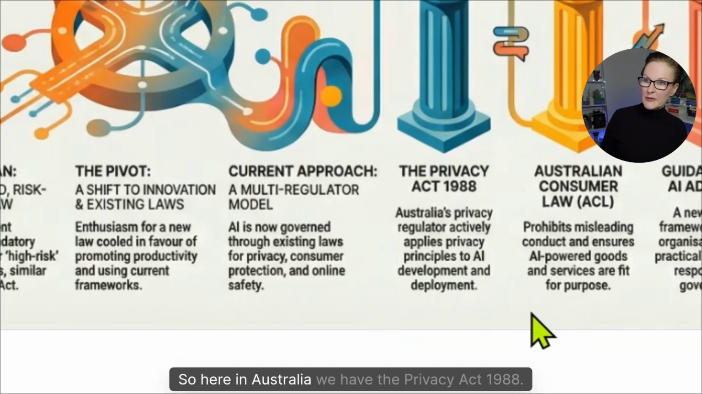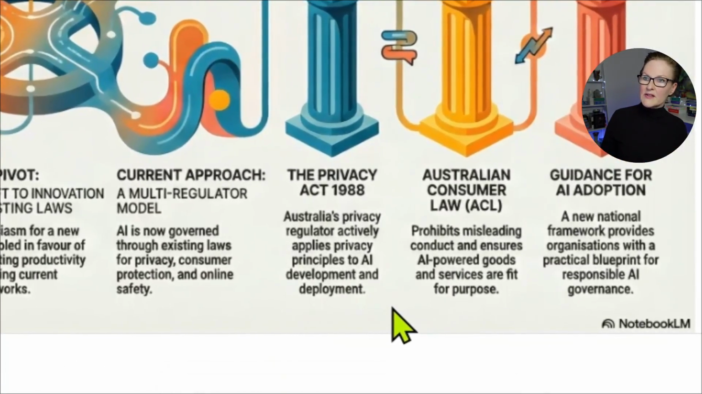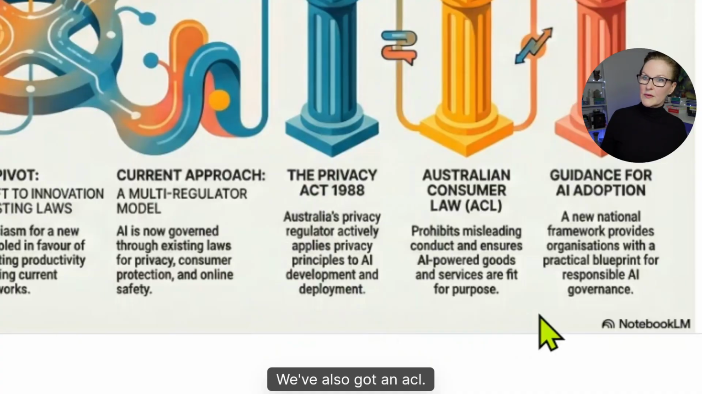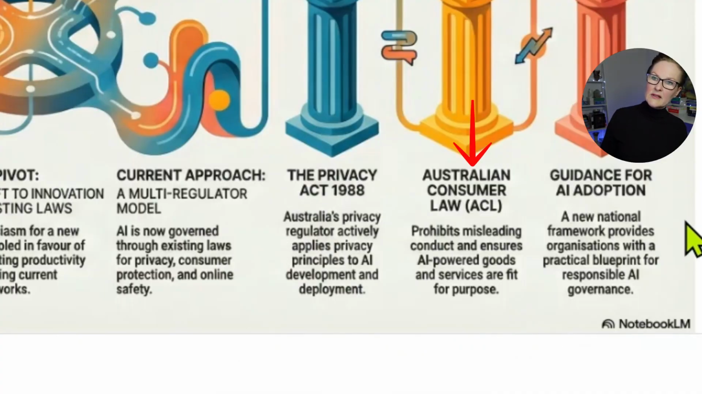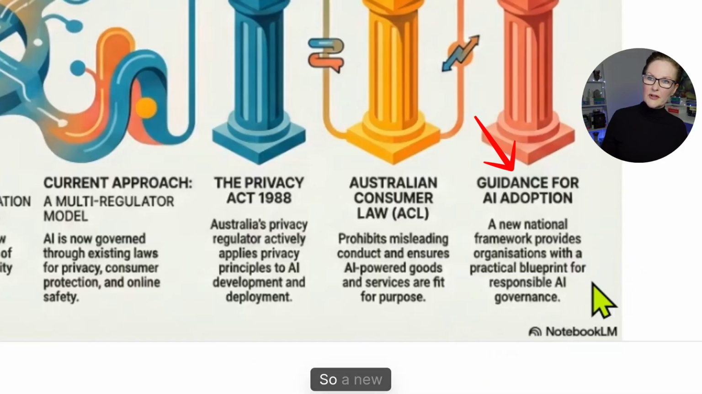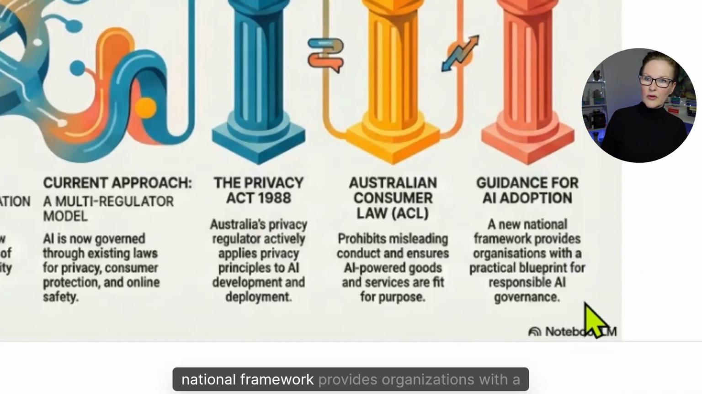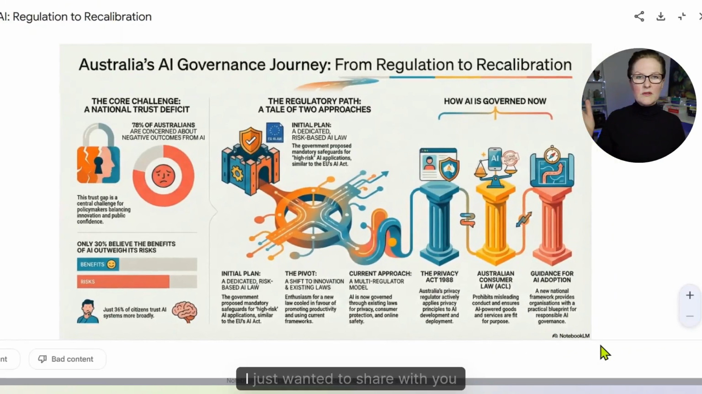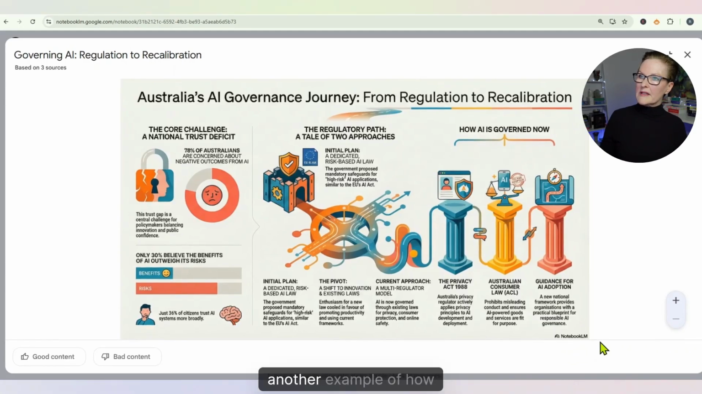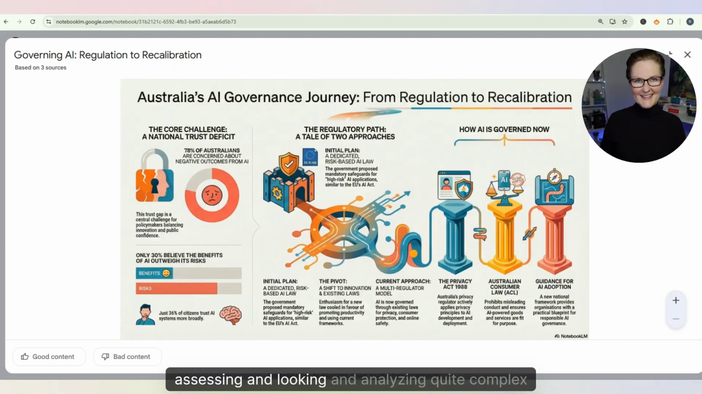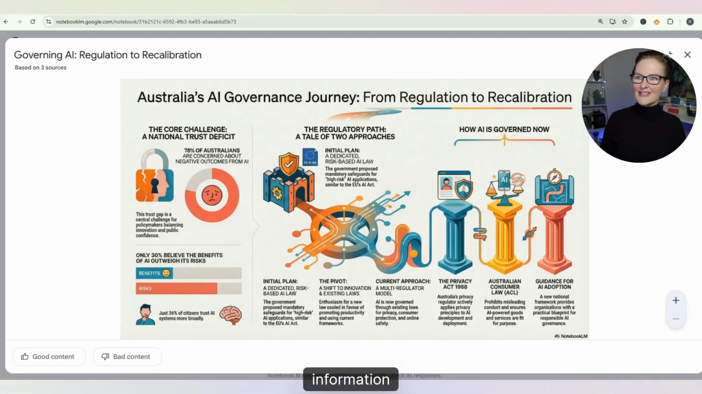So here in Australia, we have the Privacy Act 1988. We've also got the ACL, the Australian Consumer Law, and guidance for AI adoption. So a new national framework provides organisations with a practical blueprint for responsible AI governance. So I just wanted to share with you another example of using an infographic, assessing and analysing quite complex information and simplifying it right down into almost a story.